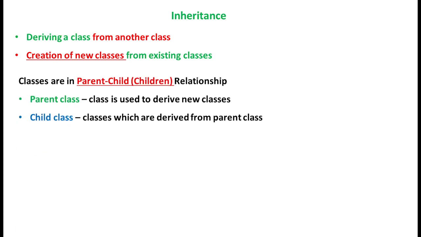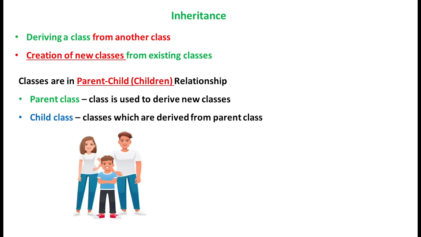When you create new classes, we can identify the parent-child relationship among the classes. The old class used to derive the new class is called the parent class, and the new class derived from the old one is known as the child class. Here you can see the parents and the new child born from the parent classes.